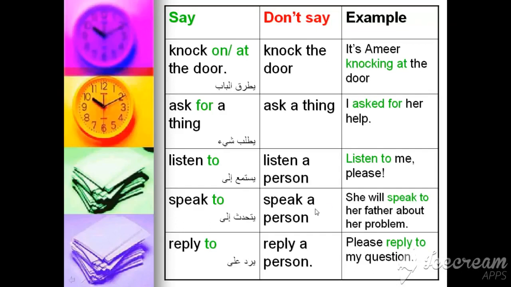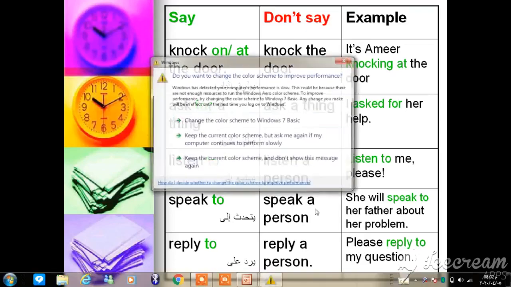We say ask for a thing. We don't say ask a thing. We have to use the preposition for. معناها يطلب شيء. بطلب إشي. I asked for her help. أنا طلبت منها المساعدة.